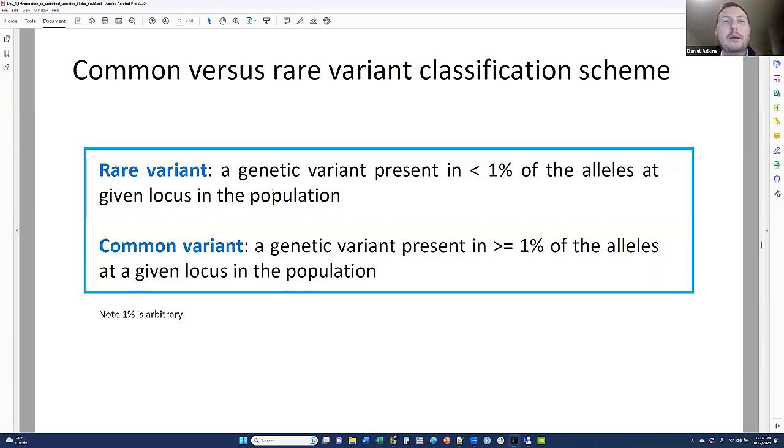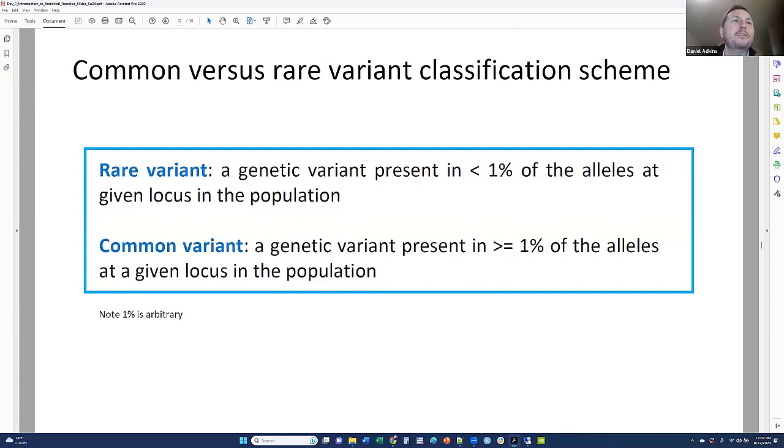Oftentimes like biobank sized samples. Common variants, on the other hand, these are genetic variants that are present in greater than or equal to 1% of the alleles at a given locus in a population. So this is the stuff that typically you're going to analyze in GWAS and related methods. You're typically going to analyze common variants.